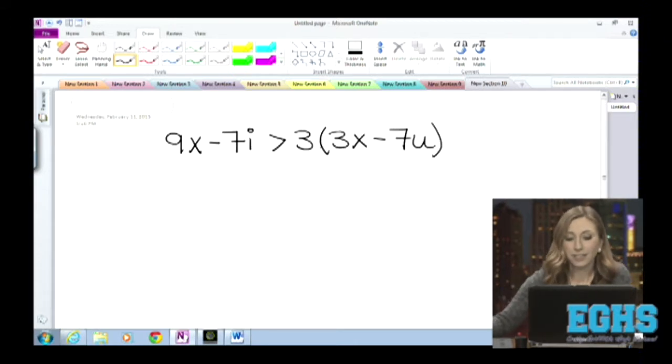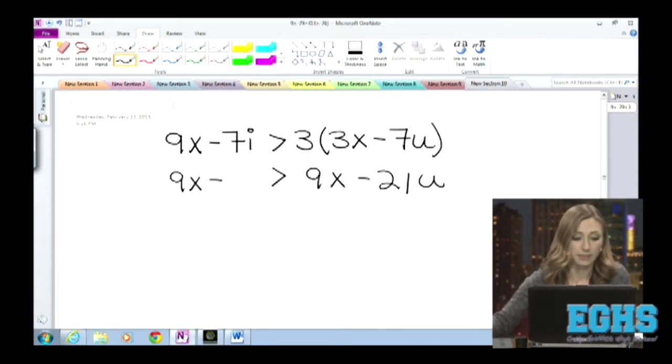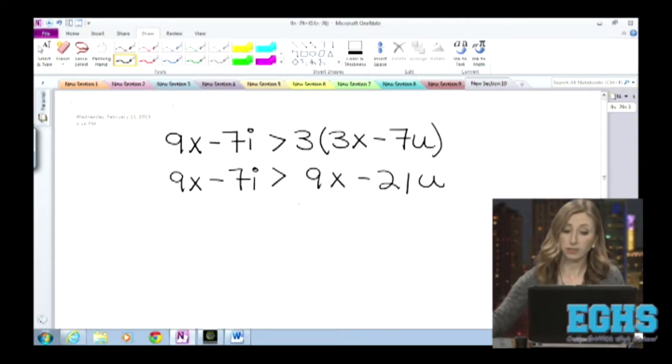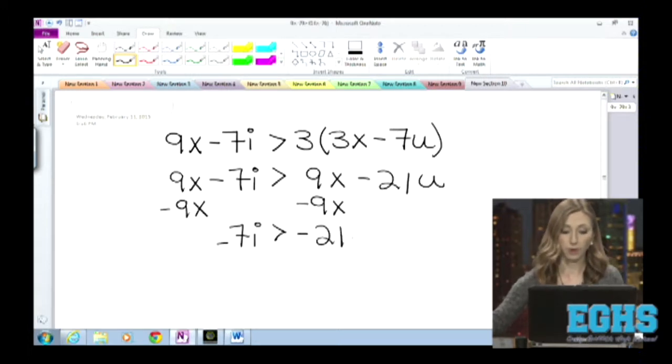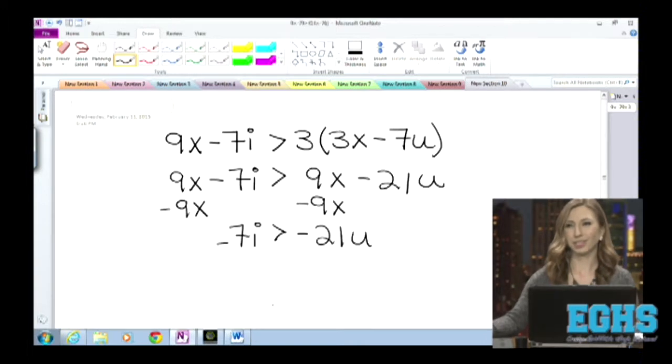So the first thing that we would do to simplify is distribute this 3 that's on the right-hand side. What ends up happening is you get 9x minus 21u, and on the left-hand side, still 9x minus 7i. Then you can subtract 9x from both sides to get rid of them. In this case, you're left with negative 7i greater than negative 21u. And you might start seeing where this is going.